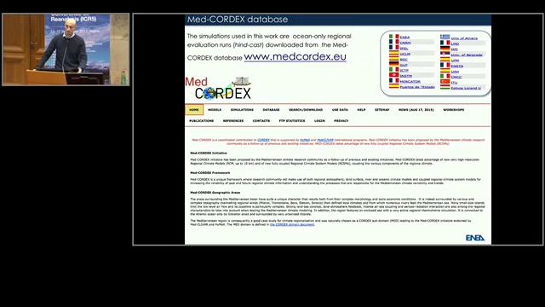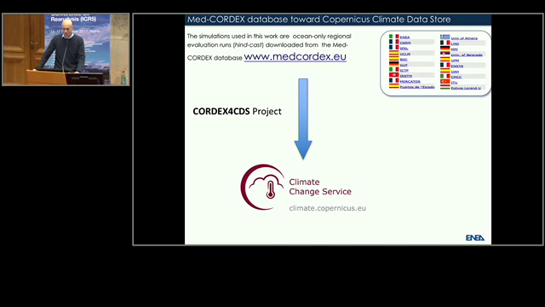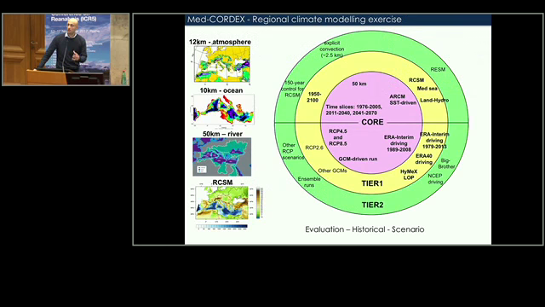This database is open to everybody. This is the website. This is very easy to access and download the data. And actually, since we are within the Copernicus framework today, let me say that now MedCordex is also going to provide all the data to the climate change data store in Copernicus. So there's a specific project, the name is Cordex for CDS, that is providing EuroCordex and MedCordex information to the ECMWF climate data store. But let's start and see what we have done in the past and what we are going to do within MedCordex.